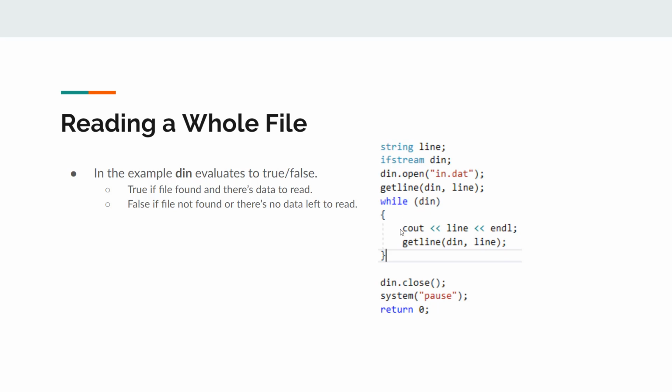Now the body of the loop, in this example, I'm just writing the contents of the file to the screen. So cout line and then endl. Now I read the next line. This is my modifying the LCV, getting the next line of data. If I try to get the next line of data and there is no more data, din will switch to false and there will be nothing in our line variable. So by the time we swoop back around, we'll say while din, well din is false now because we're out of data. So we'll go out and we'll close the file and we'll pause the screen so that we can read the contents, and we're done.